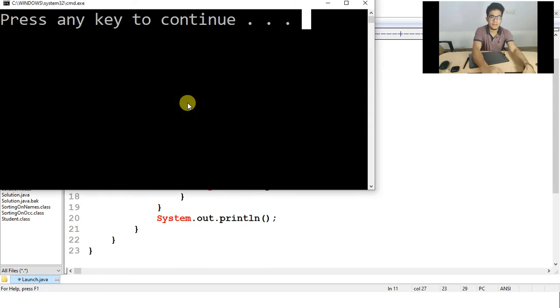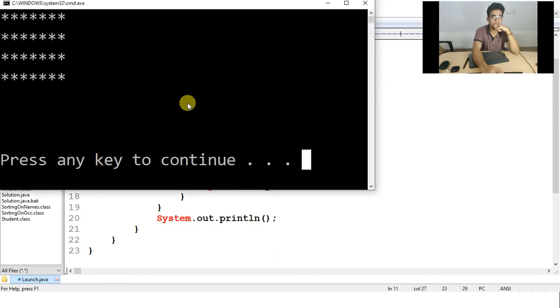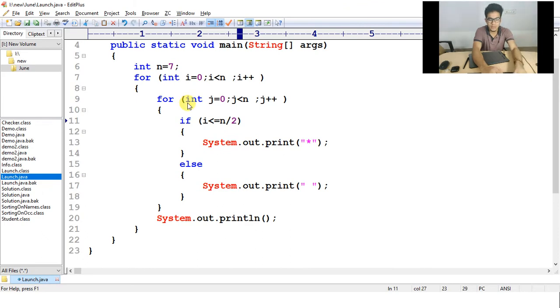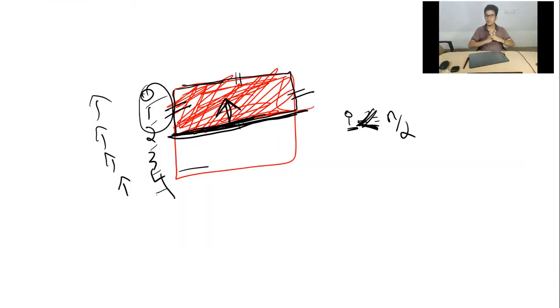So when I compile and execute, let's see. See, we got the upper half. Okay, fine. So I want you to take a screenshot of this. Okay, no need to write a program. Take a screenshot.